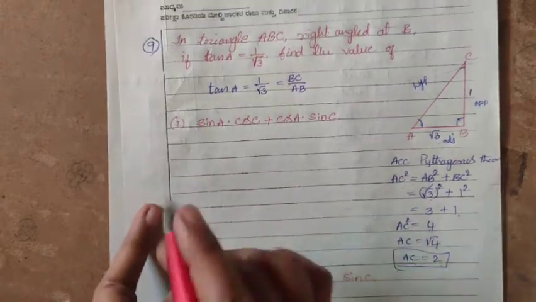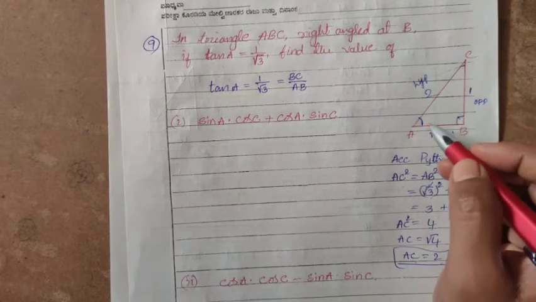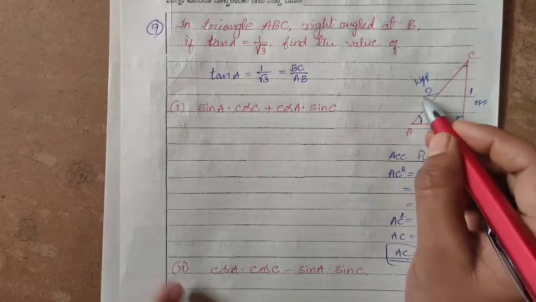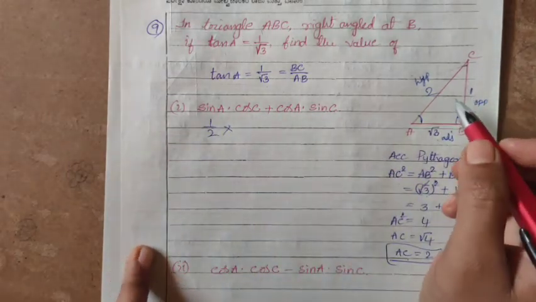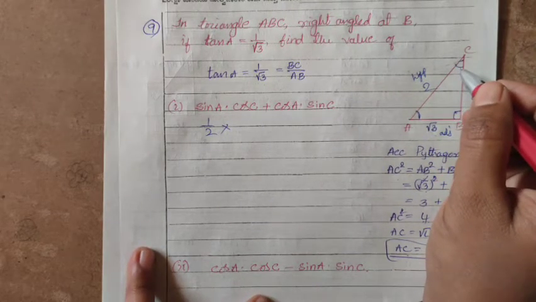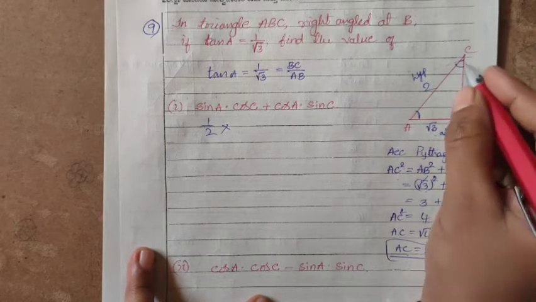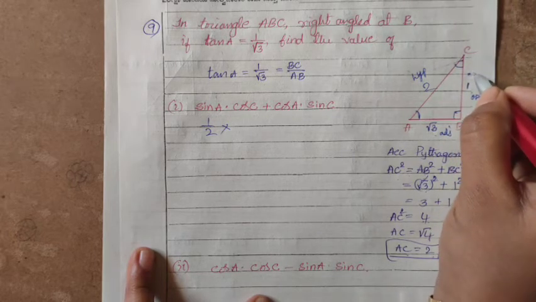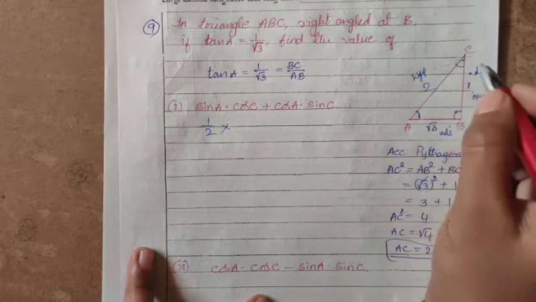Now put the values in. What is sin A? AC is 2, and sin A is opposite divided by hypotenuse, that is 1 by 2, into cos C. When the angle is C, cos C is nothing but adjacent divided by hypotenuse. When the angle is C, this side BC is the adjacent side, adjacent divided by hypotenuse.